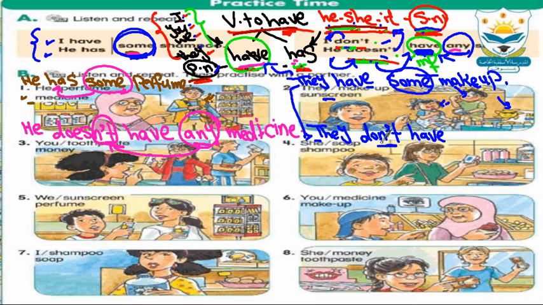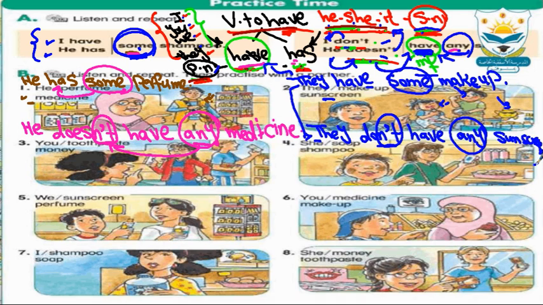Is this sentence negative or affirmative? Negative, of course, because it has don't, apostrophe t. Okay, what should we use in a negative sentence, some or any? We use any in negative sentences. So, they don't have any sunscreen. And complete my sentence as usual and put full stop.